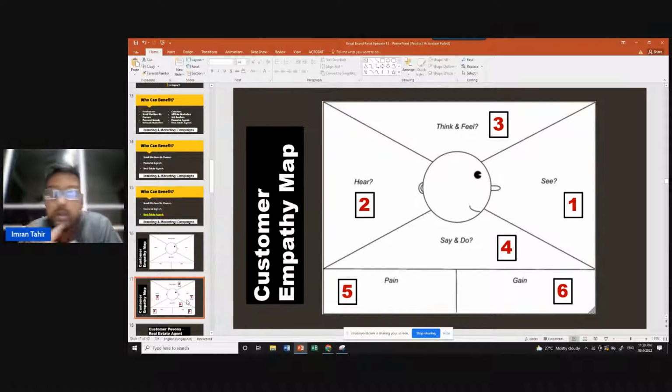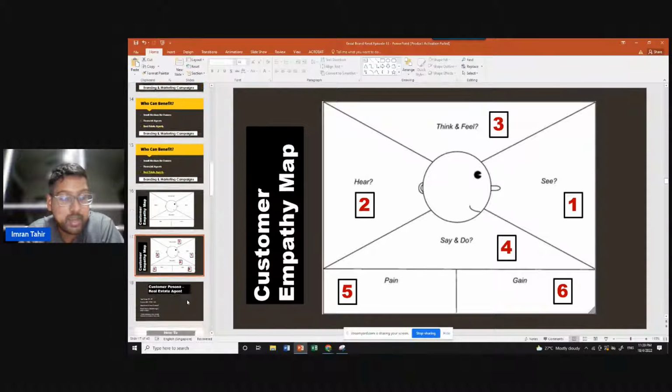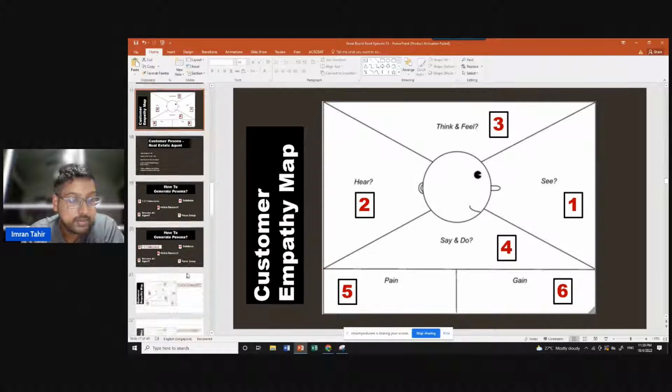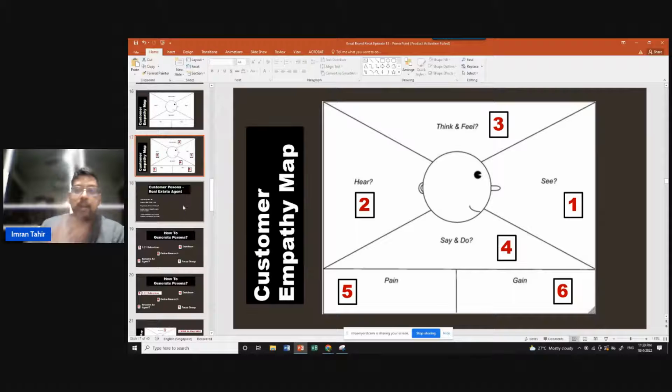So how do you work through the customer empathy map? First of all, you want to think about my real estate agent persona. What do they see? What do they hear? What do they think? What do they feel? What do they say and do? What pain and what kind of gains do they feel? I'm going to come back to this, but first, think about my persona.